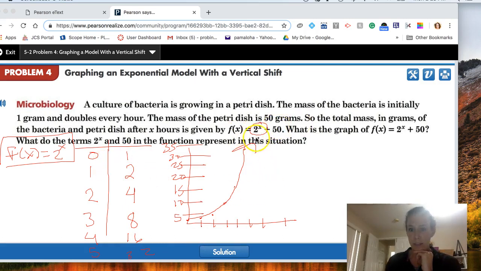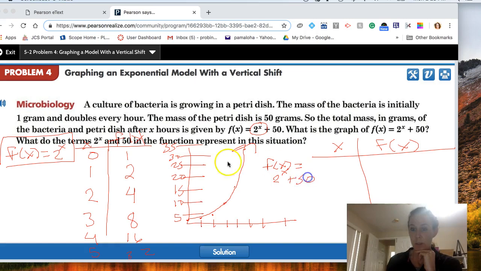Now if I'd like to add 50 to that, all I'm going to do, if this is my x values and this is my f of x values, I'm going to come over here and do my x values and my f of x values, except this time my f of x is going to add 50 to it. So I would like to do this function. f of x is 2 to the x plus 50.